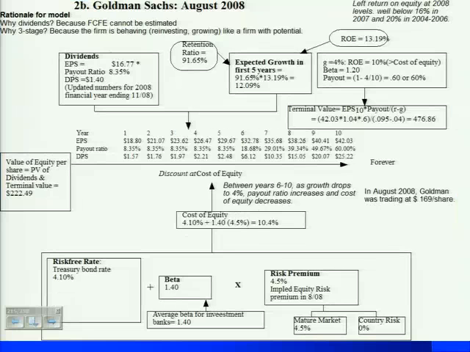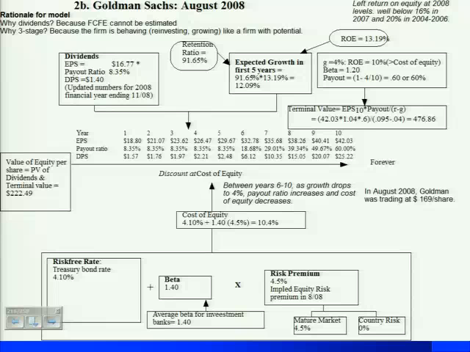Let's take a second valuation. I'm going to do a valuation of Goldman and weep after I've done it, but no, let me do it first. Okay. So valuation of Goldman in August of 2008, again before the troubles. Why dividends? Again, just like a bank. Estimating free cash flow to equity for an investment bank is close to impossible. Okay. Why a three-stage model? Because at least at the time that I did this, Goldman looked really good.